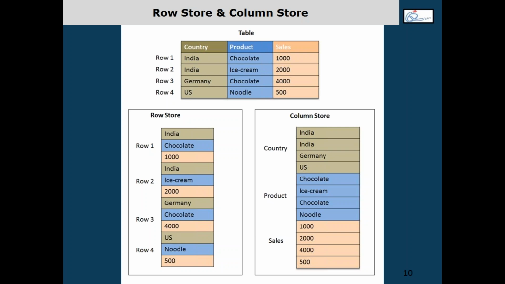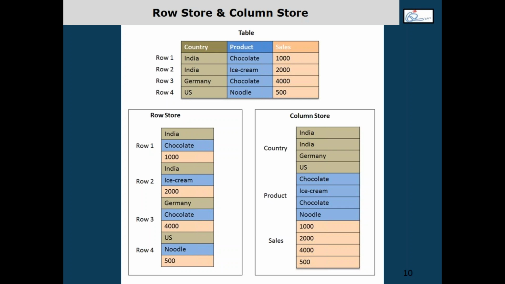Now the next query. I'm trying to run a query like this: select countries from a table. Select distinct or whatever, select countries from table. Now which is faster in this case?